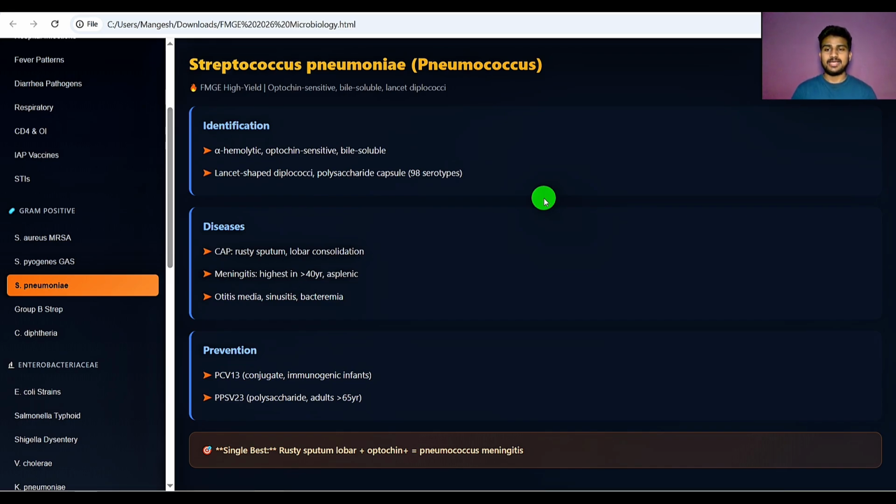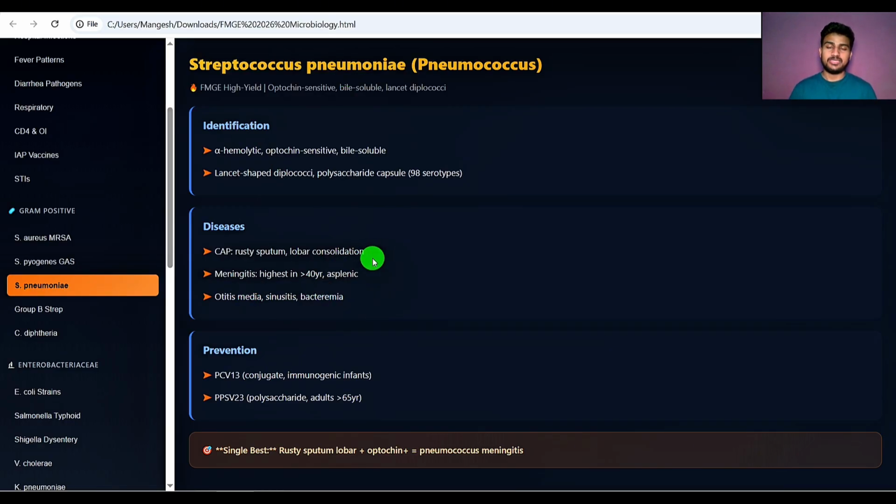there is a lancet shaped diplococci. So what is the main causative organism? You have to remember that the lancet shaped diplococci is Streptococcus pneumoniae. Then with respect to the diseases, as I already told you, there is CAP, the community acquired pneumonia. There is rusty sputum in that, and there can be lobar consolidation.